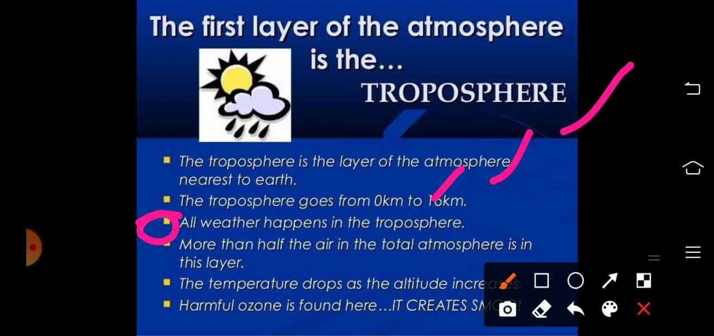So this particular first layer is characterized by all weather phenomena. Then more than half of the air in the total atmosphere is in this layer. So the concentration of the different gases present in the atmosphere is seen in this particular layer.